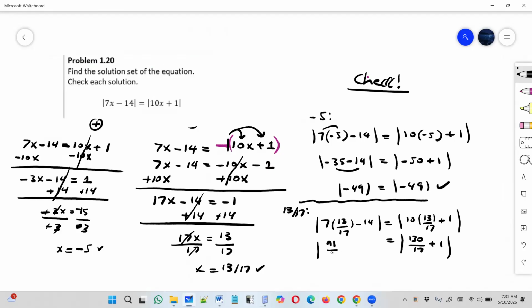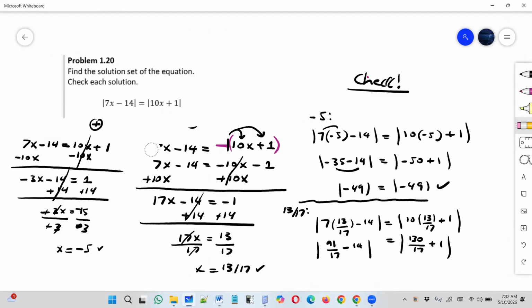This is 91 over 17 minus 14. So we have to check to see if these are the same thing. Maybe you can see if they are or if they are not immediately. There are different ways you can do this. You can do it using fractions.